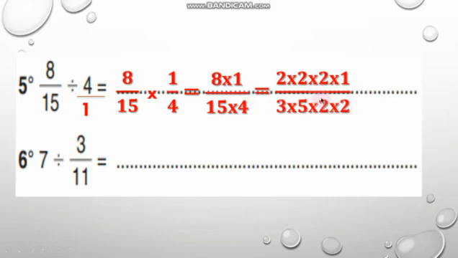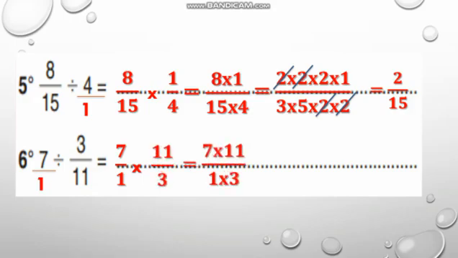Now I can see if I can simplify. Yes, I can simplify by 2 here and 2 here, 2 here and 2 here. So I can simplify. Then I write the answer 2 over 15. Now I have 7 divided by 3 over 11. Also I write 7 over 1 times 11 over 3. Now I have 7 times 11 over 1 times 3 equals 77 over 3.